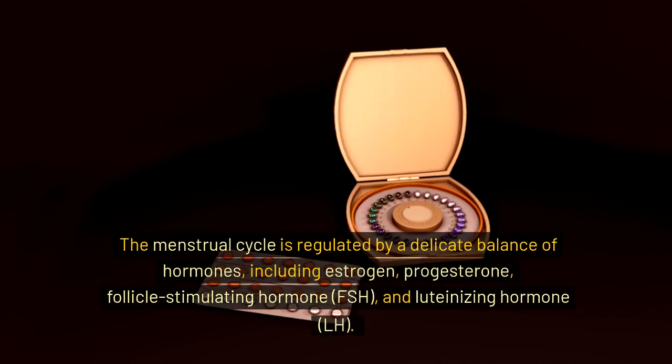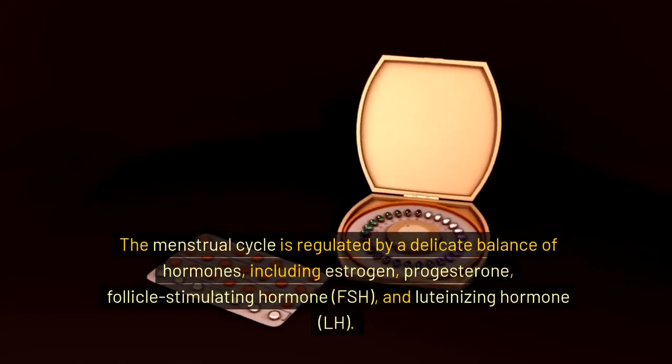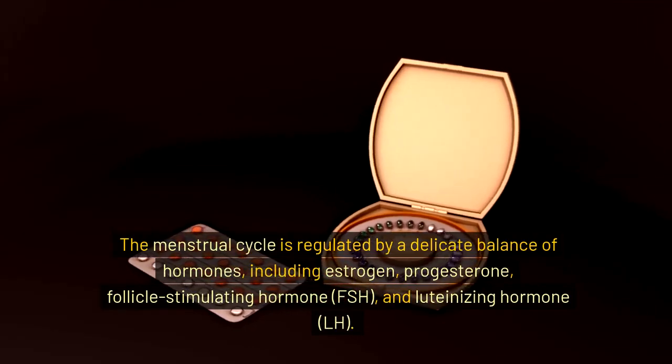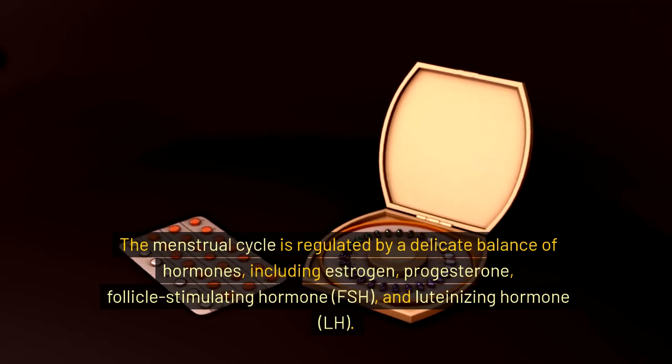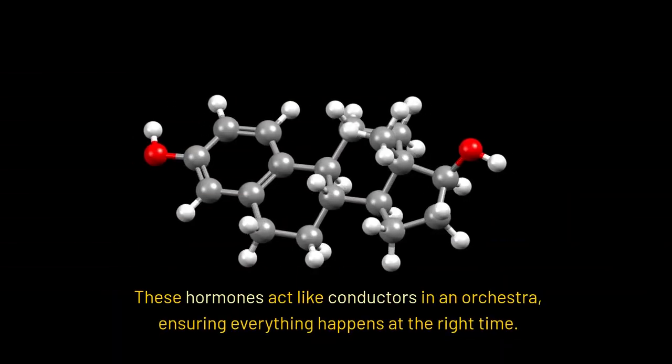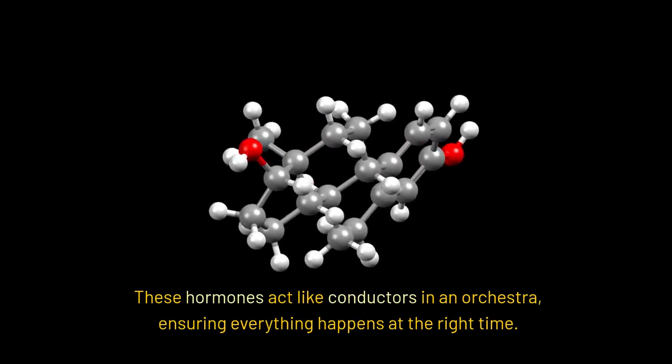The menstrual cycle is regulated by a delicate balance of hormones, including estrogen, progesterone, follicle-stimulating hormone, FSH, and luteinizing hormone, LH. These hormones act like conductors in an orchestra, ensuring everything happens at the right time.